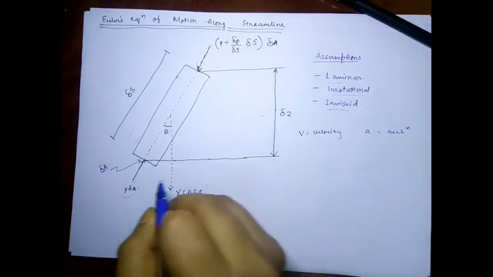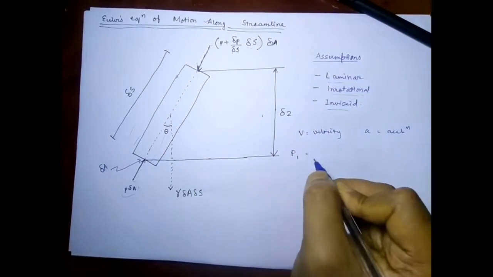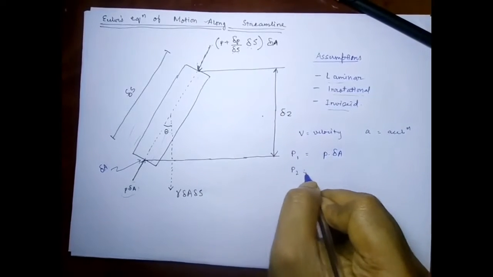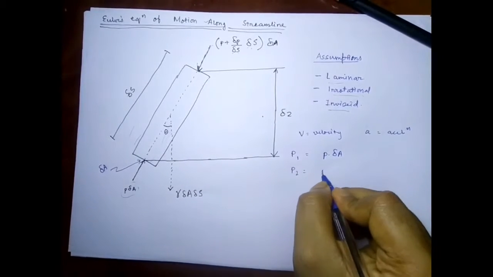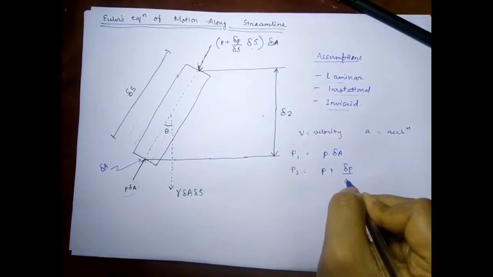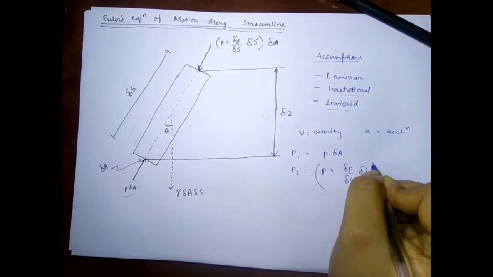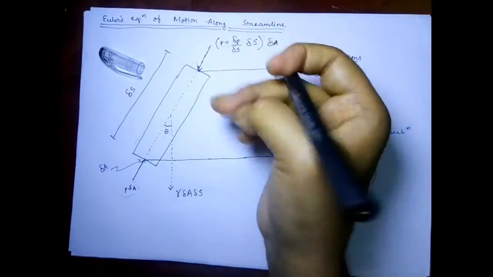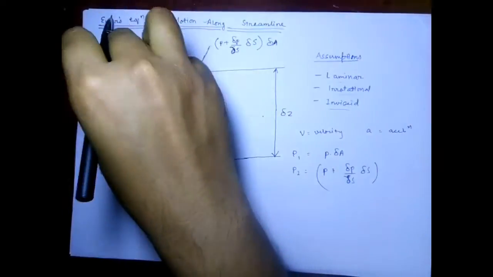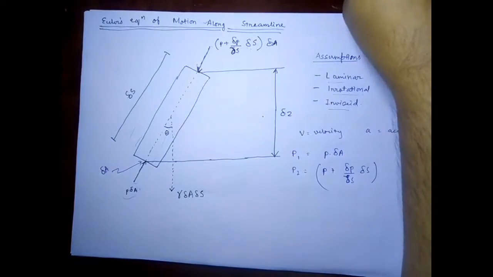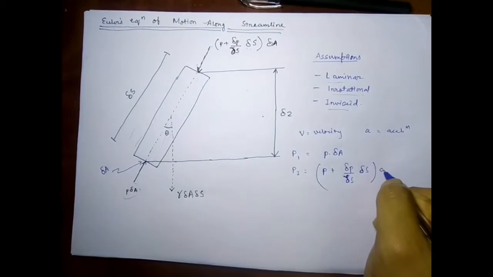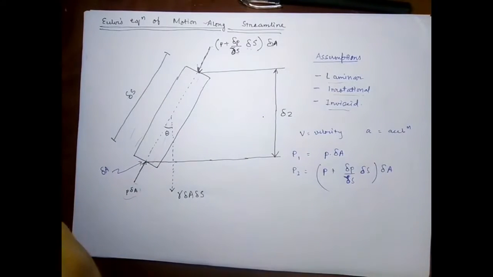Pressure force on the lower side, P1 suppose, is equal to P delta A, and pressure force on the upper side, suppose it is P2, is equal to P plus del P upon del S times delta S, this del being the partial differential, and delta S is the length, multiplied by delta A. So these are the two pressure forces on the lower and upper face respectively.